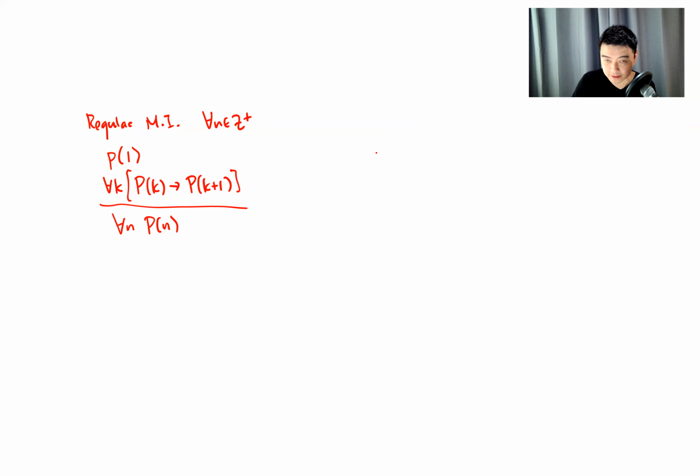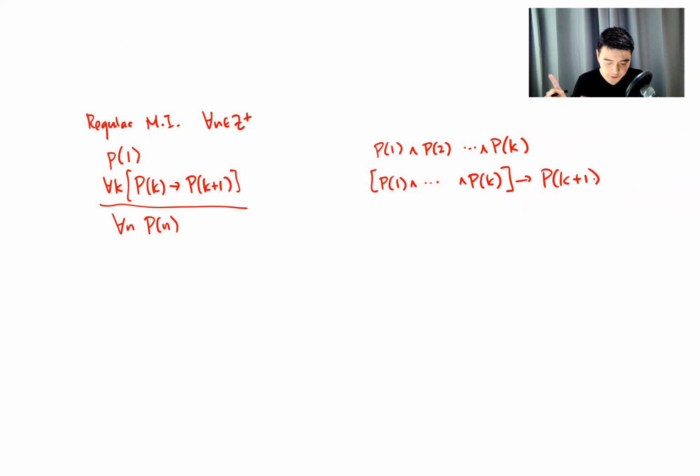What I mean by that is that in the strong case, I'm going to assume that P of 1, P of 2, P of 3, all the way up to P of k is a true statement. And then I'm going to show that P of 1 all the way up to P of k implies P of k plus 1. Again, if I only know P of k, that's not enough to make the jump to P of k plus 1. What I need is everything underneath that as well.